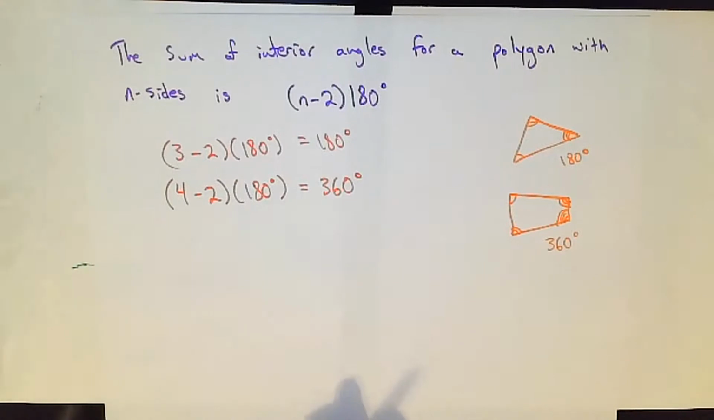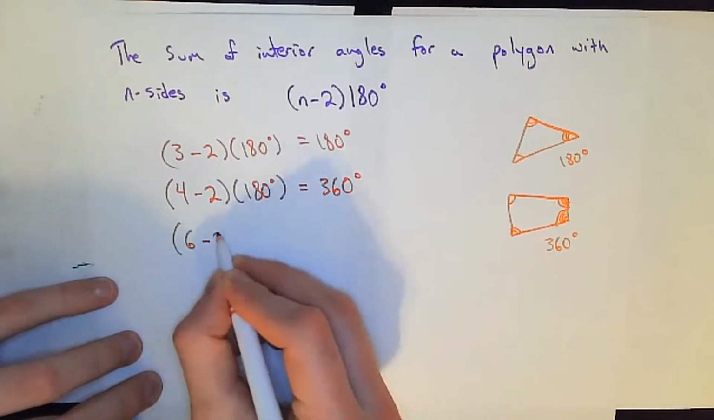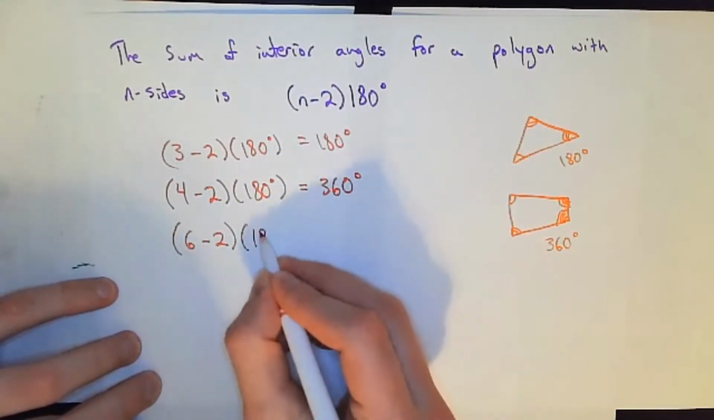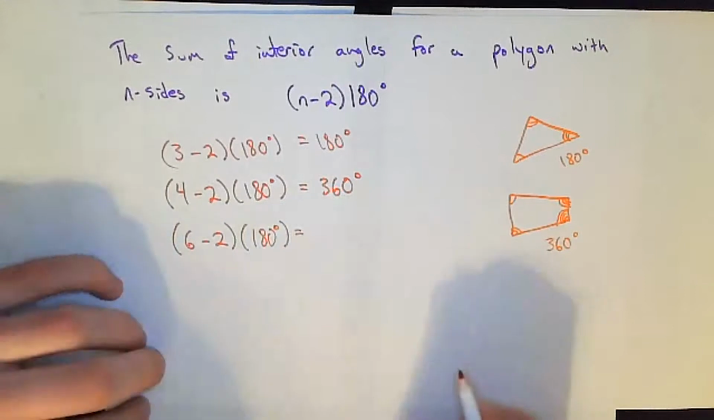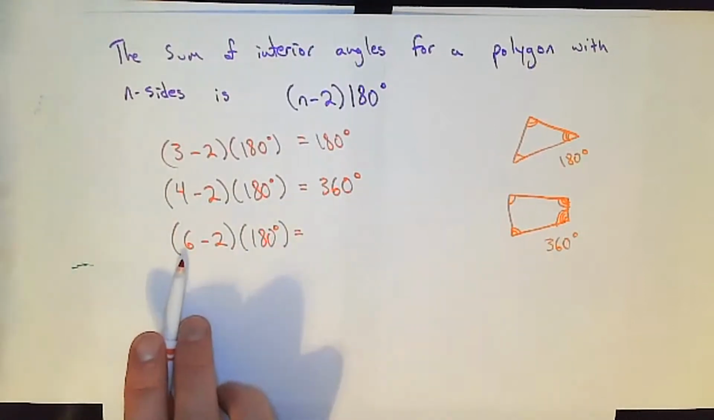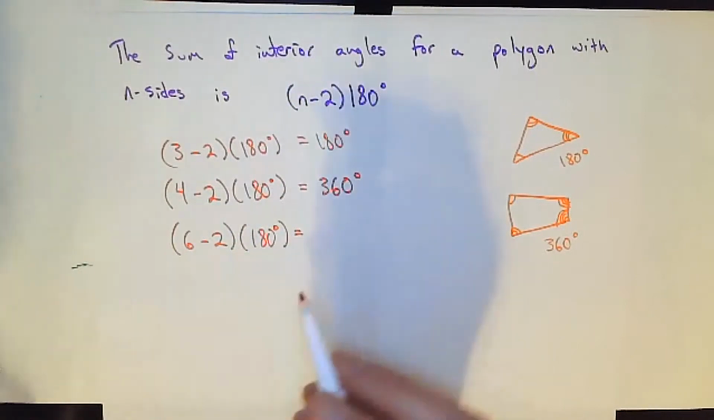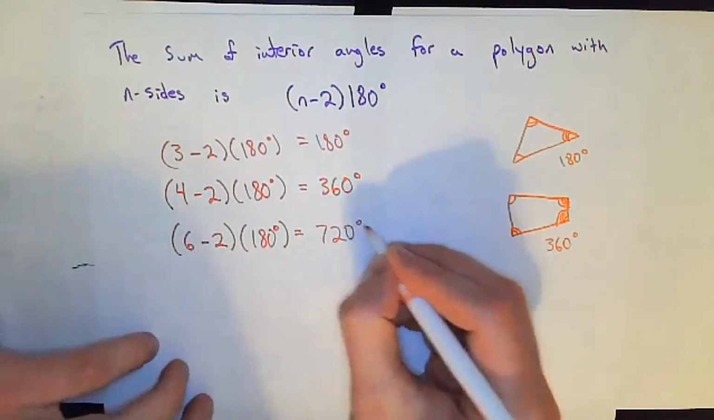What about a hexagon with 6 sides? What would that be? 6 sides to a hexagon. Plug it into the formula. 6 minus 2 is 4, times 180 degrees. That would be 720 degrees.